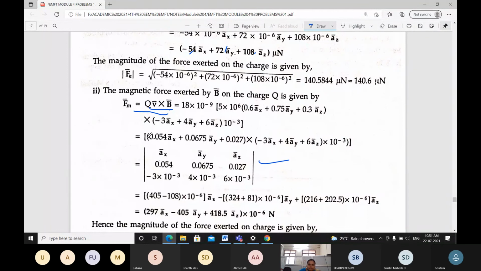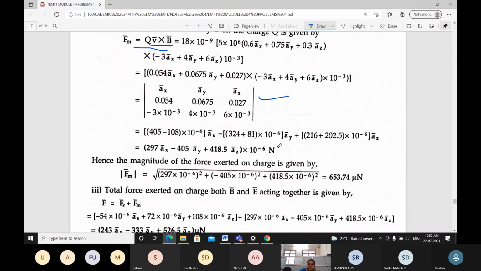AX, AY, AZ. The values you get after multiplication are 0.054, 0.0675, 0.027, then minus 3 into 10 raised to minus 3, 4 into 10 raised to minus 3, 6 into 10 raised to minus 3. Then you will get the value as 297 AX minus 405 AY plus 418.5 AZ into 10 raised to minus 6 newtons. Then we have to find the magnitude. Take the square root and square each element, and you will get 653.74 micronewtons.